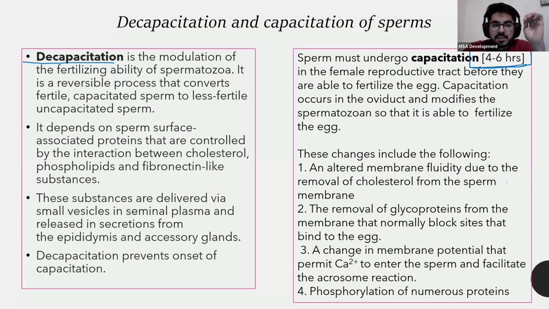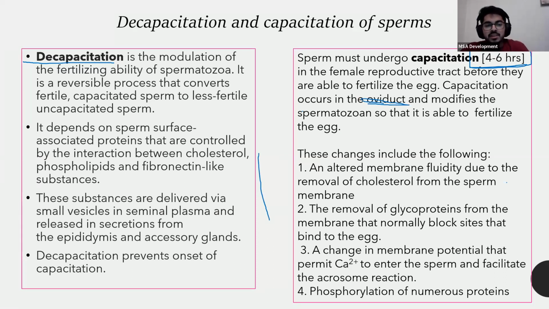So decapacitation is basically a reversible process that's going to make the sperm less active. It's going to make it less capacitated, or incapacitated, or in other words, inactivated, okay? So it's basically a series of interactions between proteins that are secreted by the accessory glands and the epididymis. They're going to interact with the sperm surface proteins, and they're going to delay the onset of capacitation. Until when? Until these sperms are released and they reach the oviduct.